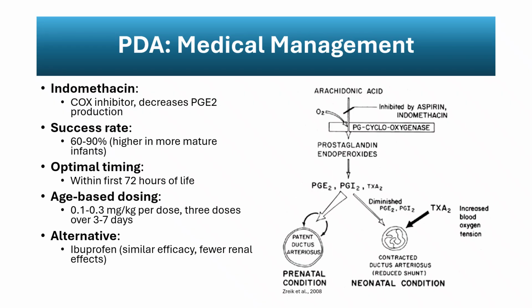Ibuprofen is an alternative with similar efficacy and less impact on renal perfusion, making it an attractive option in infants at risk for kidney injury. Understanding the mechanism explains why these therapies work. By blocking prostaglandin production, the ductus loses its main relaxation signal and becomes more sensitive to the natural constricting effect of oxygen, allowing closure to proceed.